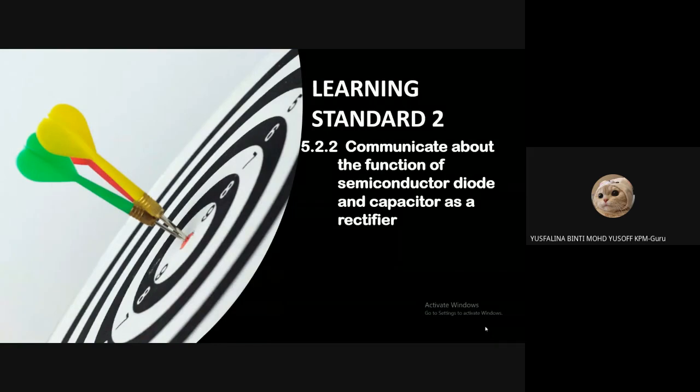Next part. Communicate about the function of the semiconductor diode and capacitor as a rectifier. We know that a diode can change AC to DC. Now we have the diode, and just now we learned how to make a diode. It's just like when you want to make a cake, of course you need flour, eggs, and sugar. So now we already have a cake.